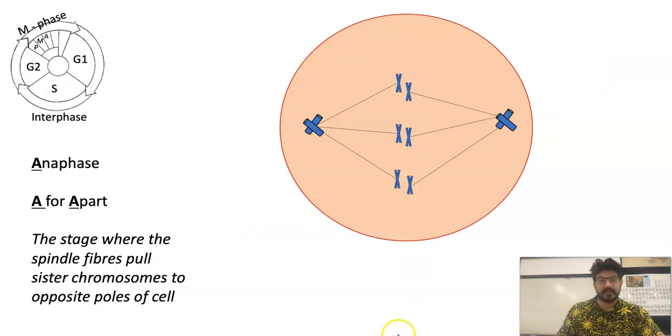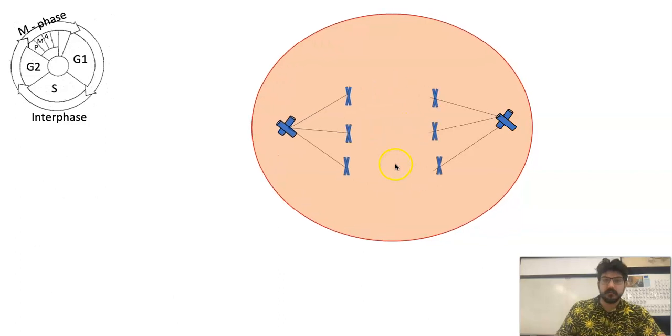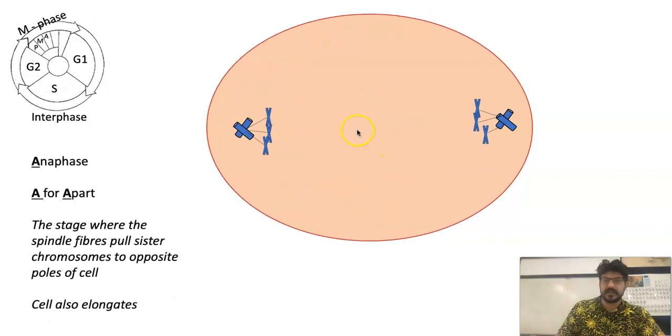Anaphase. A for anaphase, A for apart. And just like this next one states, this is a stage where the spindle fibers are going to pull sister chromosomes to opposite poles of the cell. These guys are chromosome pairs, homologous chromosomes, and as you can see, over they go.